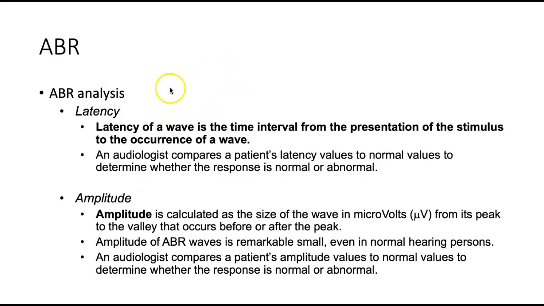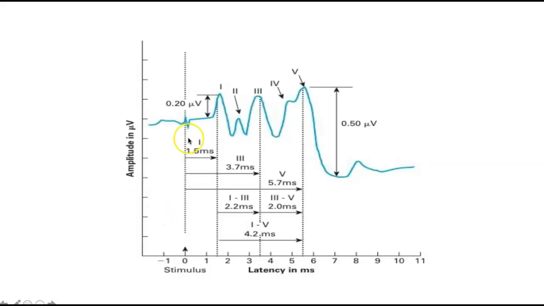And we compare latency responses to normative data. Amplitude is essentially the peak of the wave, how high in microvolts or millivolts the signal is. Okay, so how much strength of response. That's what we mean when we talk about amplitude. And we also have normative data for those. So right here you have the amplitude of wave 5 is 0.5 microvolts. Okay.